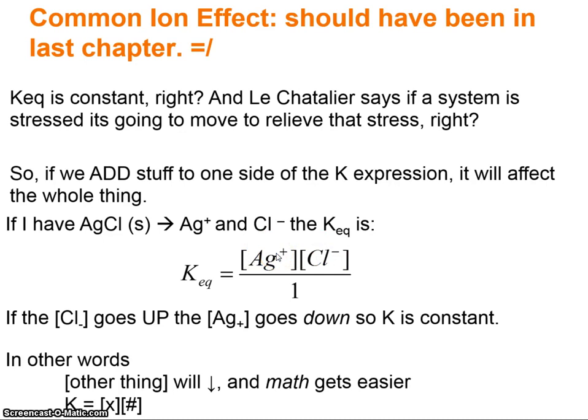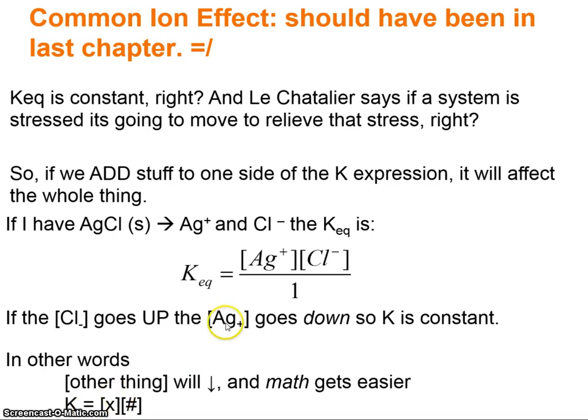The same thing would happen if I added in Ag+ instead. So if I added in some extra Ag+, my Cl- ion concentration would go down. In other words, the concentration of the other thing will go down, and the math actually gets easier. If I wanted to figure out the concentration of one of these things, I could set up an ICE table and do X times X is equal to K, products over reactants is equal to K, and I have to do the square root. Well, if I already know what the value of one of these is, it's just going to be K is equal to X times some number. So here we would have a fixed chloride ion concentration, and we try to solve for the Ag+ concentration.